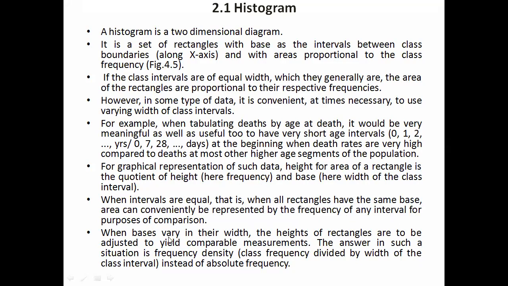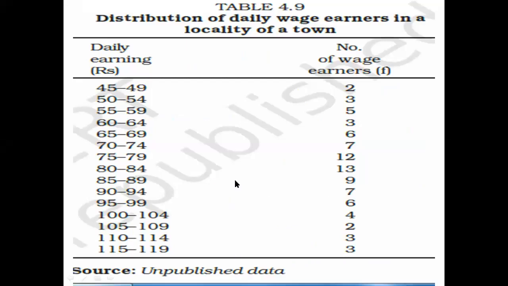For the purpose of comparison, right? When bases vary in their width, the heights of the rectangles are to be adjusted to yield comparable measurements, right? The answer in such a situation is frequency density, that is, class frequency divided by the width of the class interval instead of absolute frequency. So in this example we can understand this one.